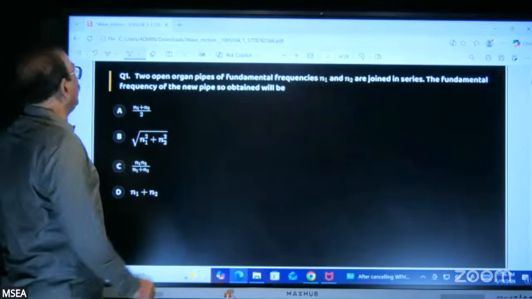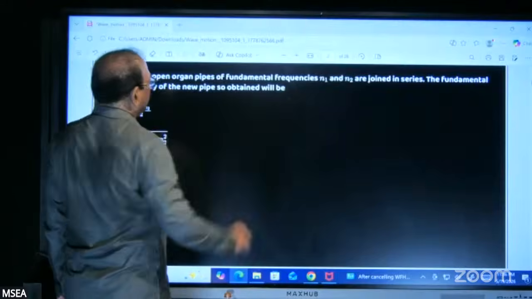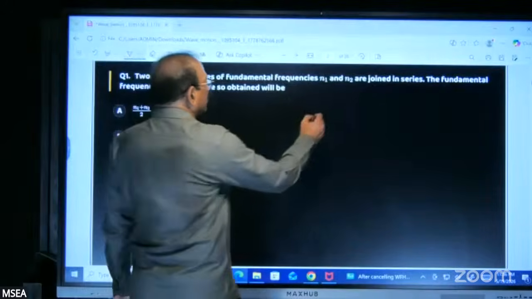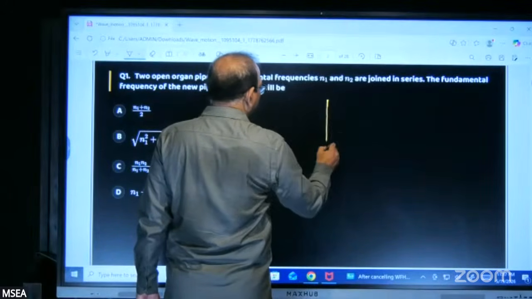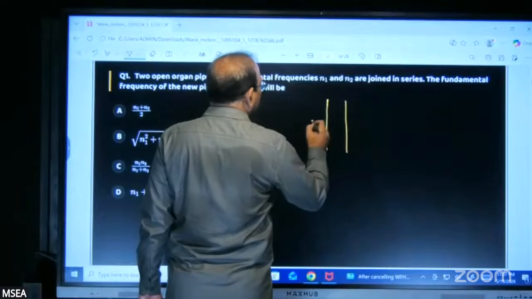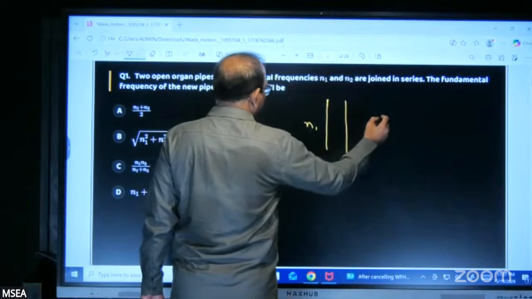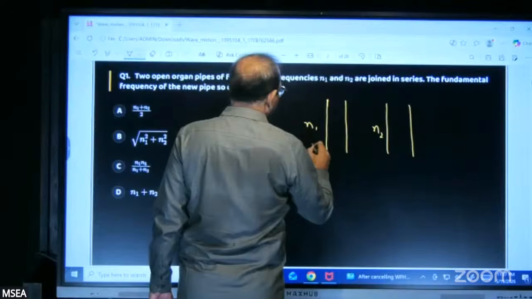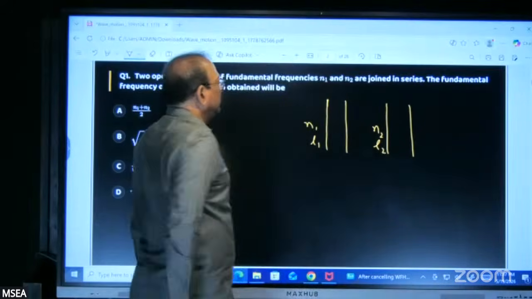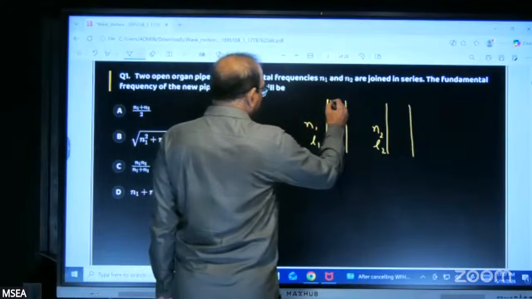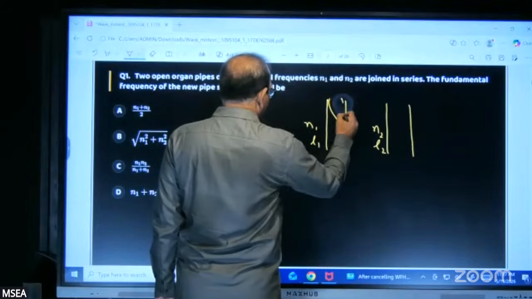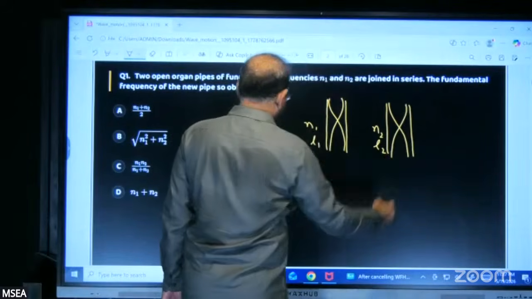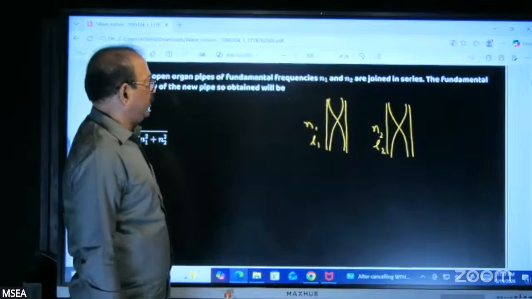See the first problem: two open organ pipes of fundamental frequencies N1 and N2 are joined in series. There are two open pipes. Their fundamental frequencies are N1 and N2. Their lengths, take L1 and L2. In the fundamental mode of vibration, their frequencies are N1 and N2.